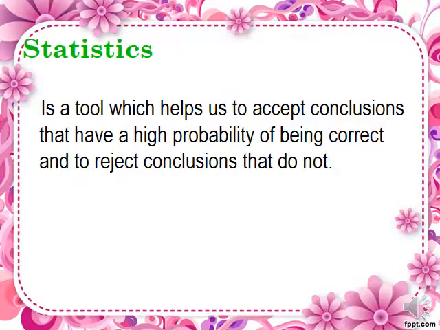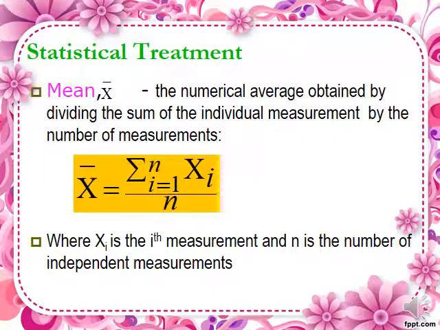The last part is statistics. Statistics is a tool which helps us to accept conclusions that have a high probability of being correct and to reject conclusions that are not considered correct. First is mean. I'm sure you are very familiar with this already. Mean is the average obtained by dividing the sum of individual measurements by the number of measurements. We'll look at an example later.